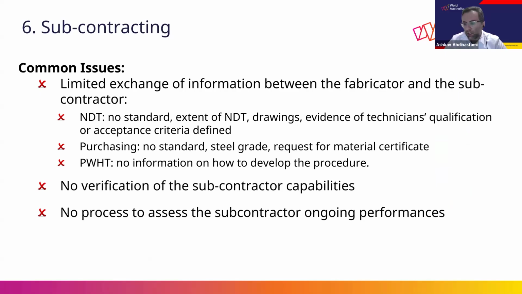Common issues here include limited communication between the fabricator and subcontractor. For example, in NDT, there is often no standard or acceptance criteria shared. In purchasing, key details like steel grade is missing. For post-weld heat treatment, procedure is missing, for example. And there is also a lack of subcontractor capability checks and no process to monitor their ongoing performance. And these are some major issues that I came across during the audits.